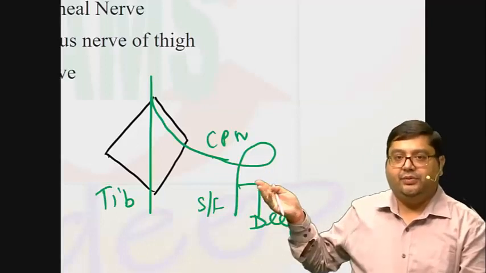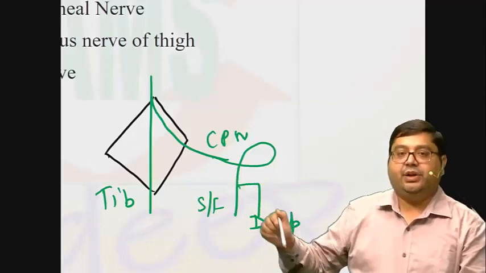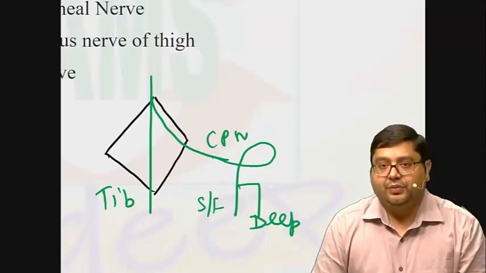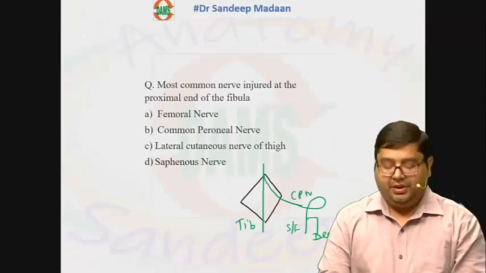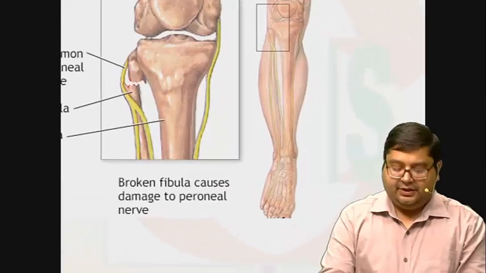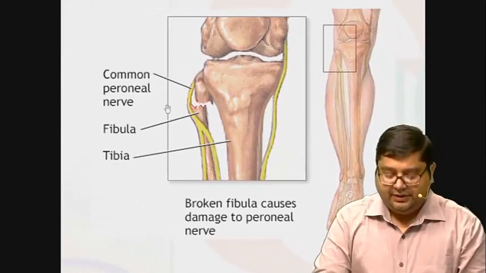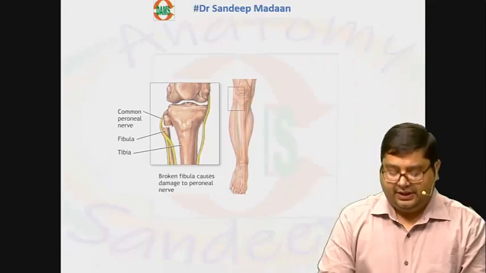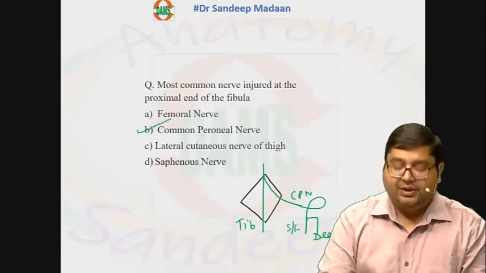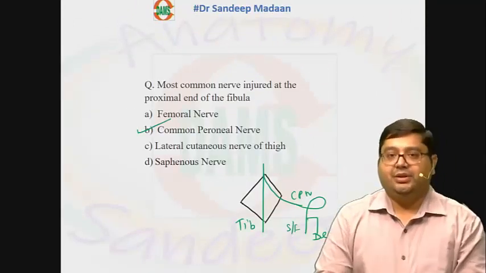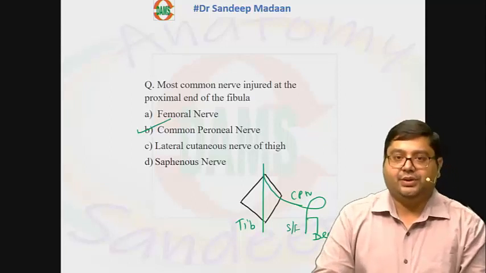And the common peroneal nerve, for going anteriorly, will wind around the neck of the fibula. It's very important clinical anatomy, and if the neck of the fibula is torn, any fracture, then it will definitely lead to common peroneal nerve injury, right? So the answer to this question will be common peroneal nerve. So there will be foot drop and loss of eversion, right?